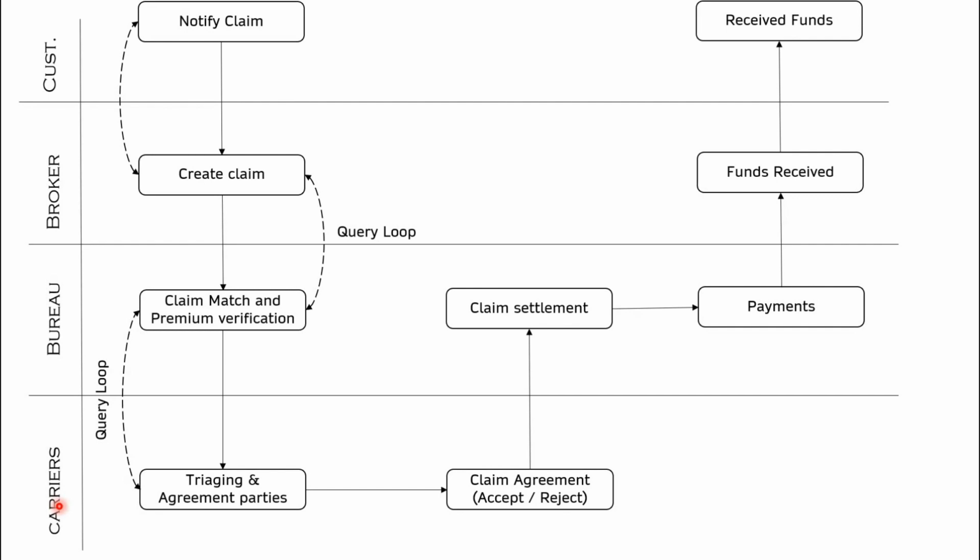The process starts with a claim notification at the customer level. Then it reaches the broker, where the broker first prepares the claim file and then logs the claim into the CLASS system and submits all the required documents to the central services through IMR. To know more about the CLASS system, click the link over here. Now the claim reaches the bureau services, where the technician matches the claim with the policy and checks the premium manually to proceed further. At the carrier end, the lead will do the claim triaging, and depending on the claim, it will decide the claim agreement parties, and all these things are still manual.